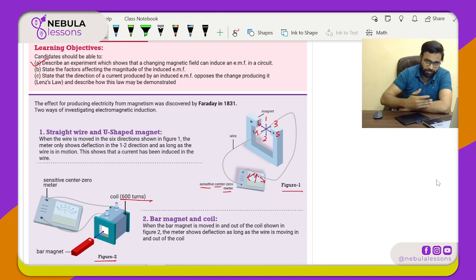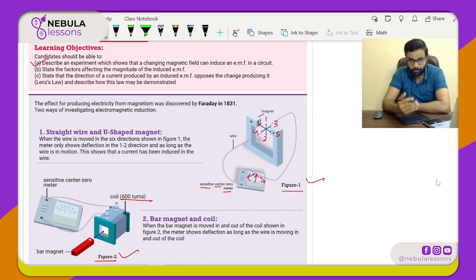So when we're moving the magnet, we are changing the magnetic field lines passing through the coil. When it moves inward completely, there are more magnetic field lines passing through the coil. When we move it outward, there are fewer magnetic field lines passing through the turns of the coil. So in experiment 1, represented by figure 1, and in experiment 2, the conductor and the coil are both experiencing a changing magnetic field, and a changing magnetic field is the key to generating induced potential difference.